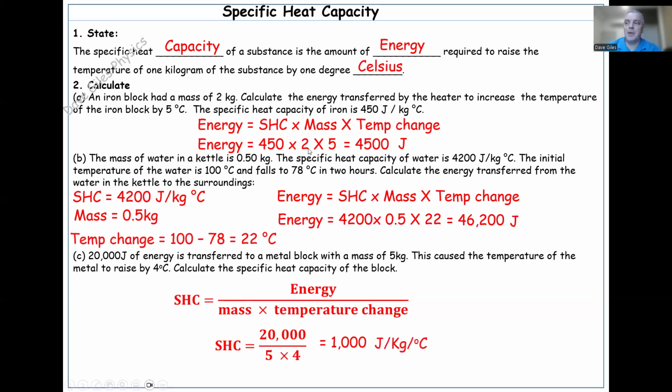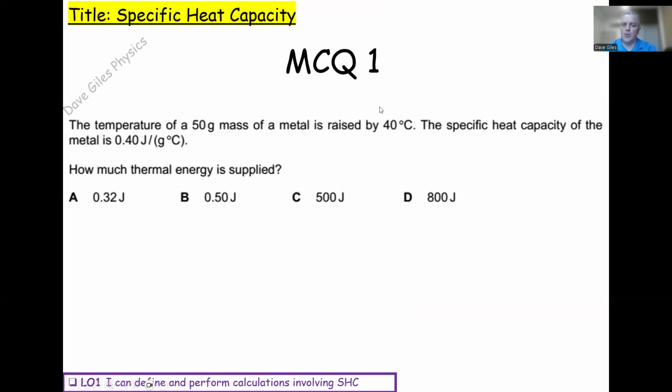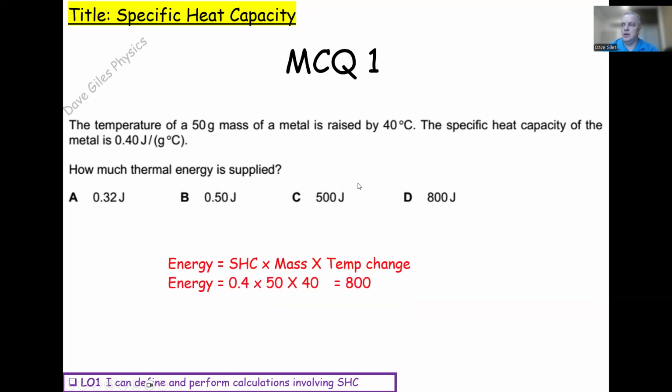So let's have a look at some past paper questions. So we're going to look at paper 2 because they're very easy, quick ones to look at. Okay, I'll let you pause it, and I'll put the answer on. Okay, so this one's very straightforward. Just energy equals SHC times mass times temperature change gives you 800 joules.